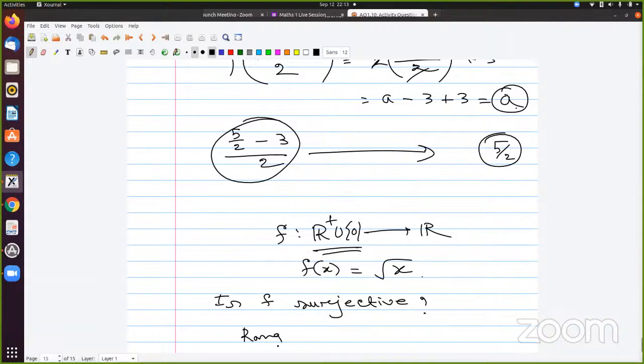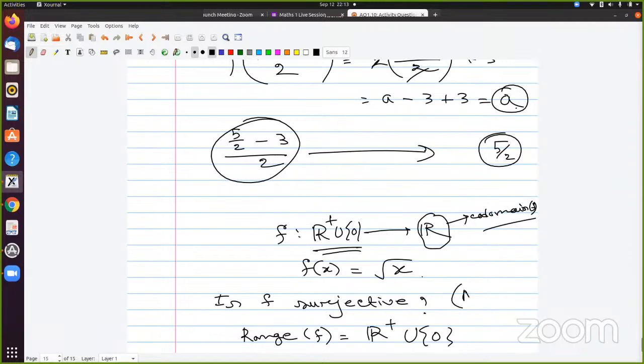What is the range of this function? Positive real numbers, including 0, right? We can have 0. But it is not the whole R. This is the codomain. So codomain and range are different. Range is a subset, not the whole set. So it is not surjective. Is it clear for everyone? Yes, sir.